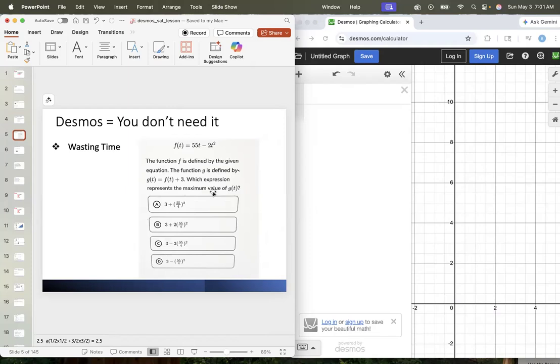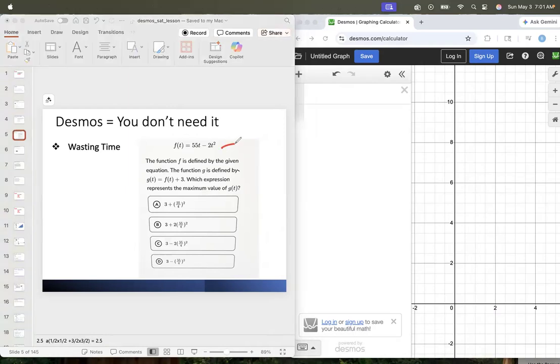What is the maximum value of g of t? Well, if the equation is translated by plus 3, I put plus 3 here, and this becomes g of t. This is my new equation. You can plot this in Desmos and try to find it, but the answer choice is not going to be in this form. Trust me. Now, the easy way is to calculate it, because you can calculate it easily compared to graphing it.